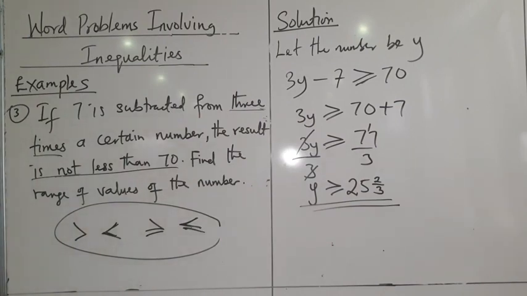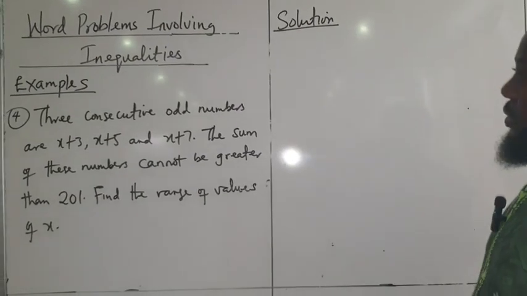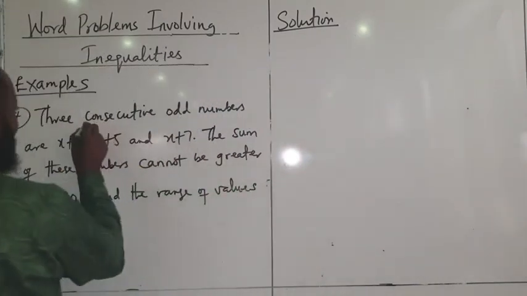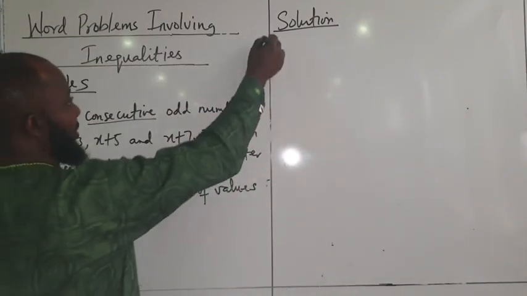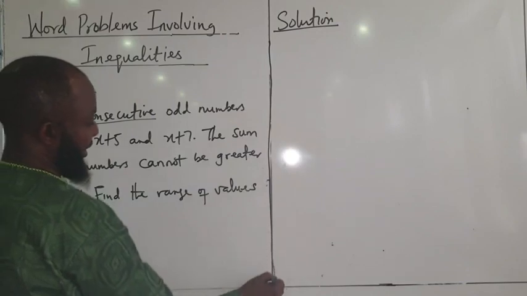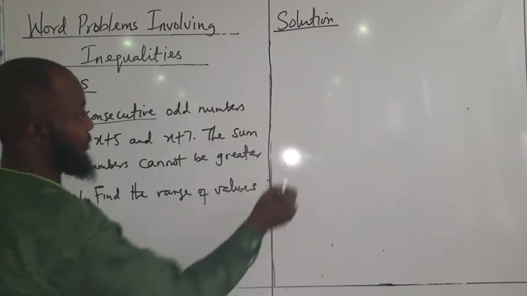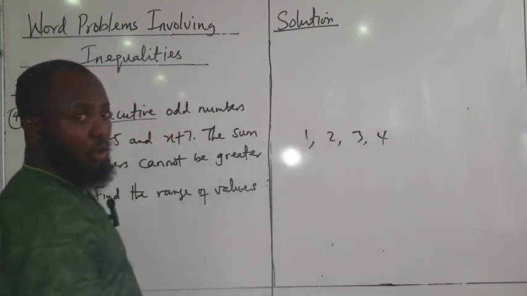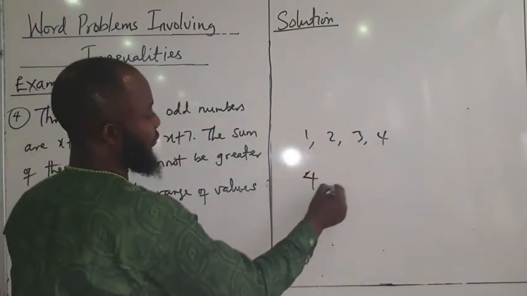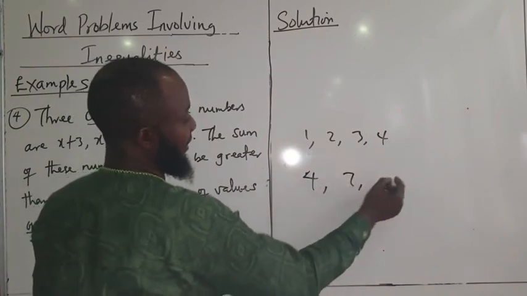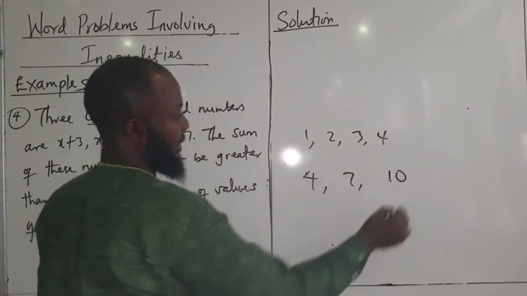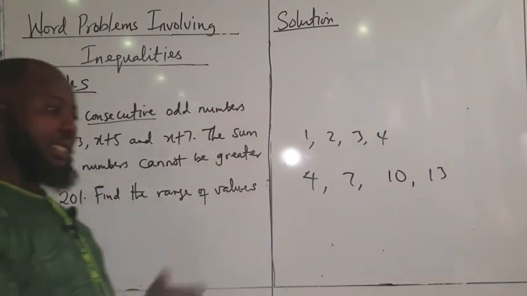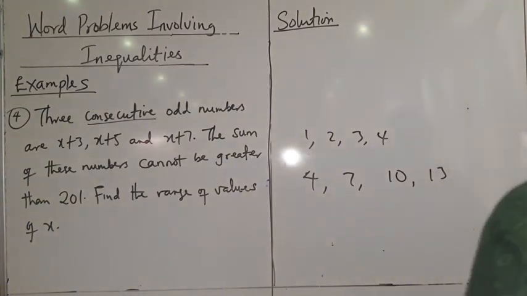Okay, so let's look at the last example. So we have 3 consecutive odd numbers. The meaning of consecutive numbers is numbers that are increasing in sequential order. For example, it could be 1, 2, 3, 4, where the difference between them is 1, 1, 1. You can have another one: 1, 4, 7, which is by 3, then 10, 13. All these are what we refer to as consecutive numbers. That is, they are increasing or decreasing in sequential order.